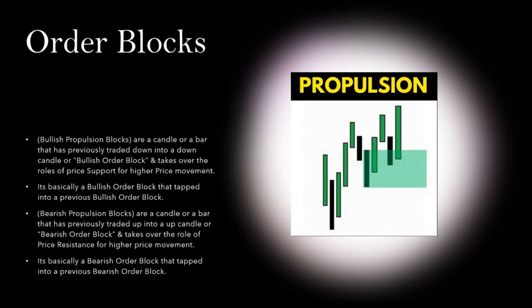Okay, now the final order block that we're going to go over, these are called propulsion blocks, and I want you guys to pay close attention to these. So a bullish propulsion block is a candle or a bar that has previously traded down into a down candle, otherwise known as a bullish order block, and takes over the role of price support for a higher price movement. It's basically a bullish order block that tapped into a previous bullish order block.